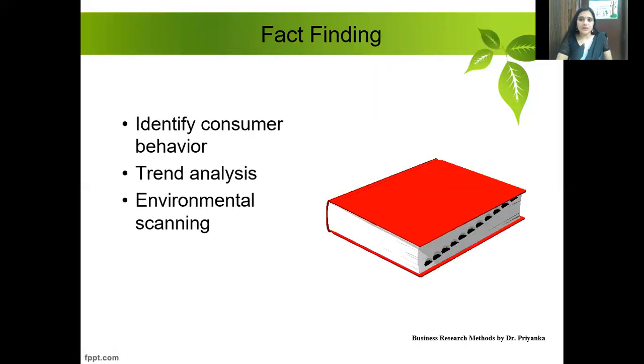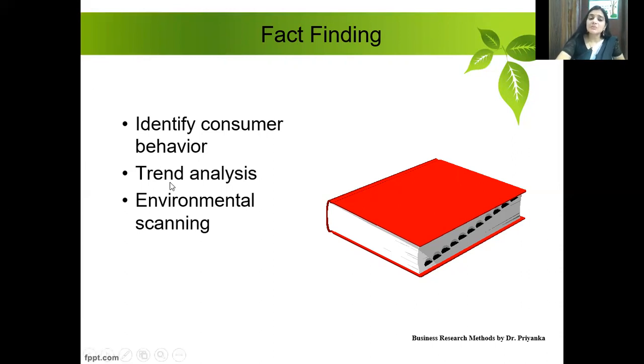Number one, fact finding. Fact finding basically is to identify consumer behavior. If you want to identify consumer behavior, then how will you do it? You will actually go to the consumers and check their behavior, right? But if some secondary data is available, then you will check the data and see whether the customer is actually behaving the way the researcher has quoted or not.